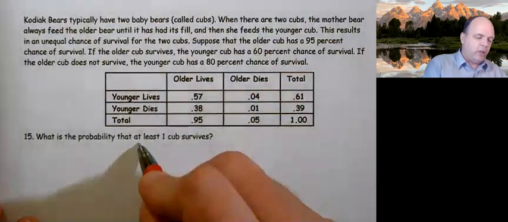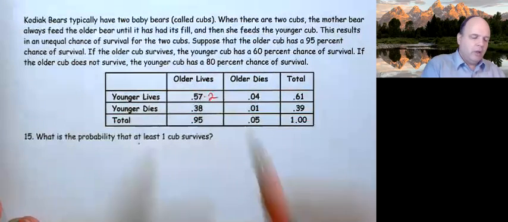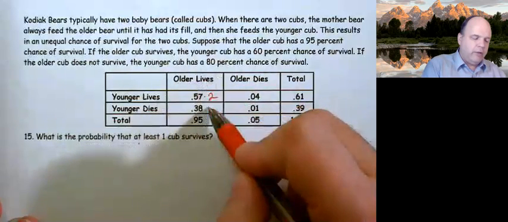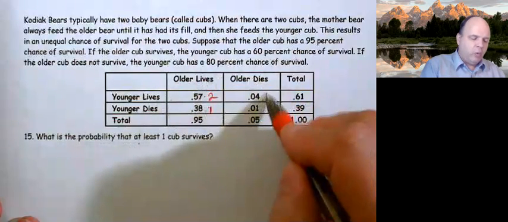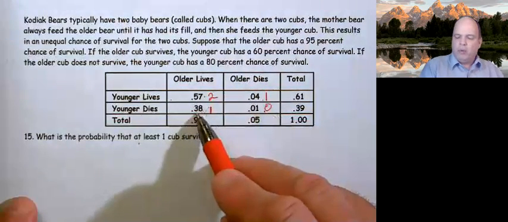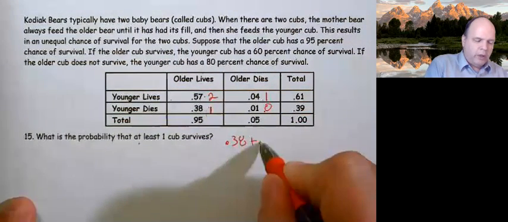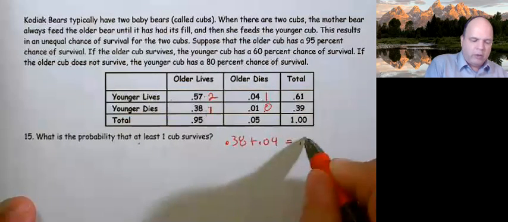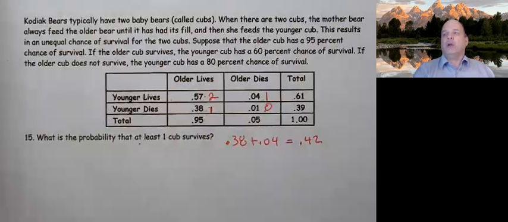So we're looking at least one cub. Well, here, the older lives, the younger lives. That means two cubs live. The older lives, the younger dies. That's only one. Here, the younger lives, the older dies. That's one. Older dies and younger dies. No cub survives. So in this case, 0.38 plus 0.04 equals 0.42. So the probability that at least one cub survives is 0.42. Please make sure you write your answers neatly in a well-ordered manner so that you can receive the credit for having done this.